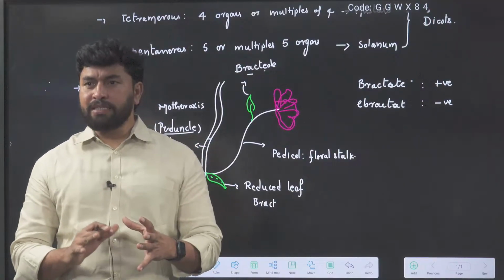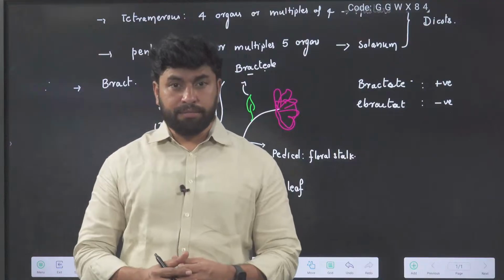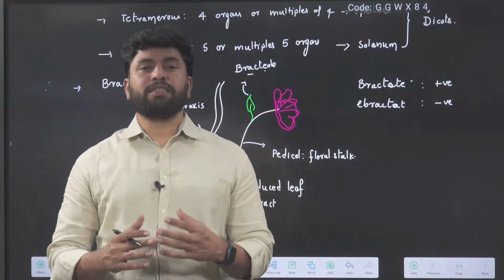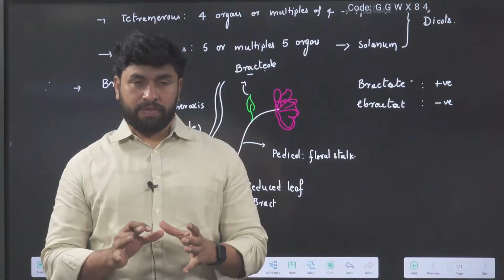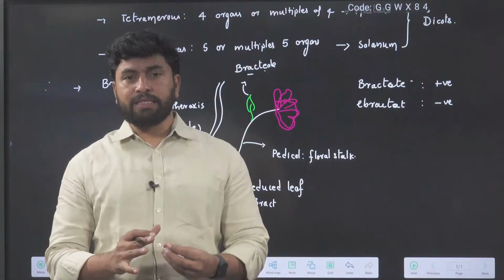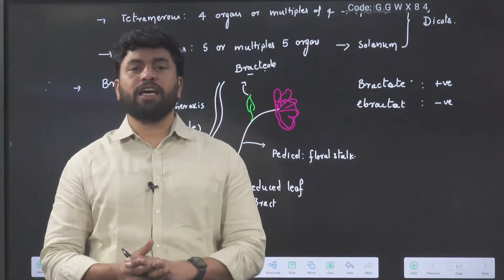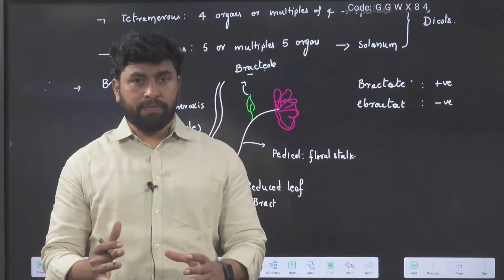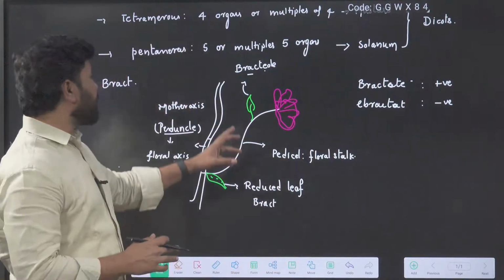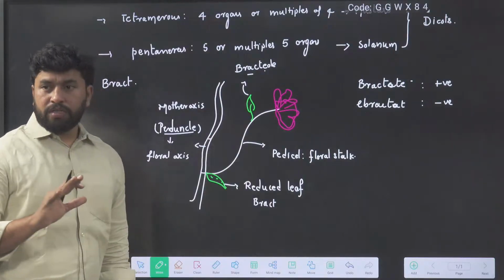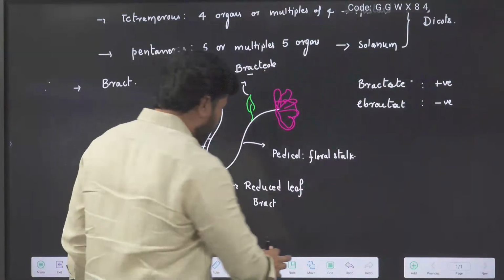If a flower has a bract, we call it bractate. If a flower does not possess any bract, we call it ebractate. Similarly, if a flower has a bracteole, it is called a bracteolate flower. If a flower does not possess a bracteole, it is called ebracteolate. So this is about bract and bracteoles.